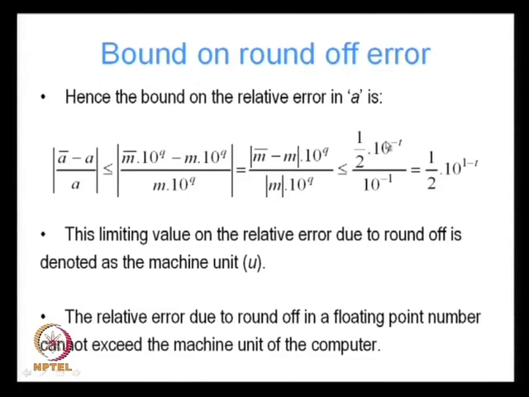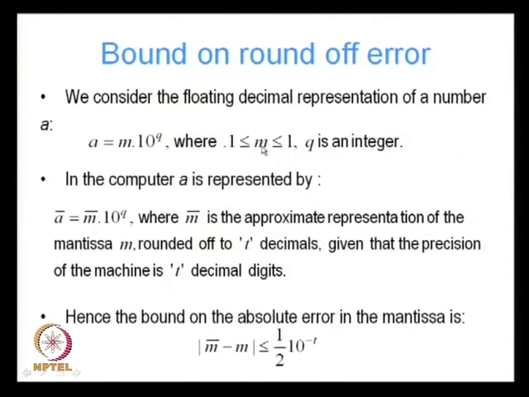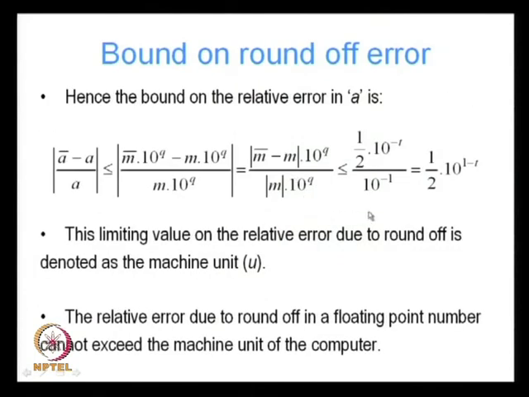This, we know, is less than or equal to half 10 to the power minus t. And since |m|, if we go back to the previous slide and see, is greater than or equal to 0.1 and less than or equal to 1, if we replace |m| by 0.1, this has always got to be greater, because we are taking the smallest possible value of m in the denominator. So, this thing has to be less than or equal to this thing, and this gives me a bound, half into 10 to the power 1 minus t.